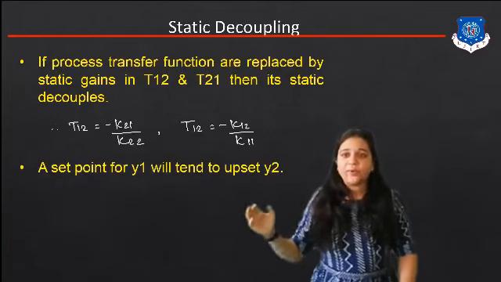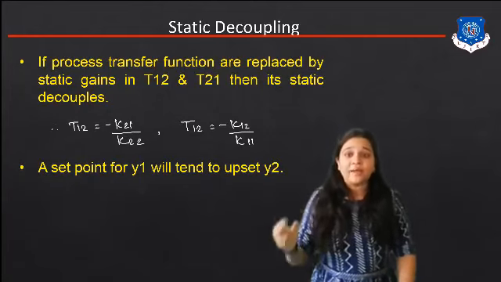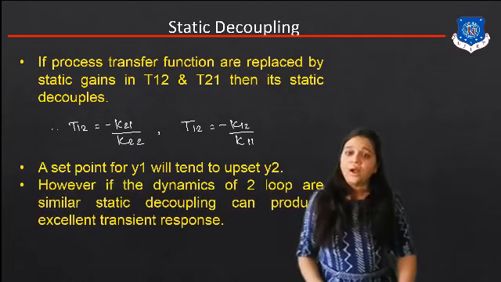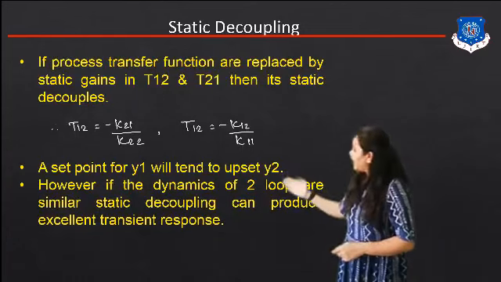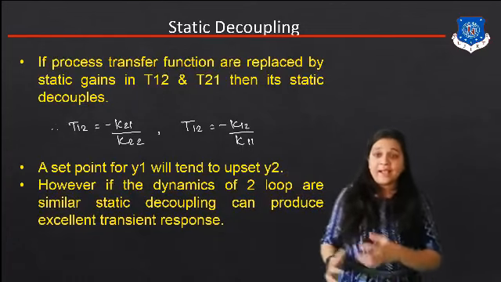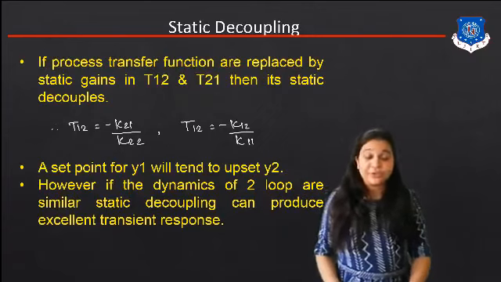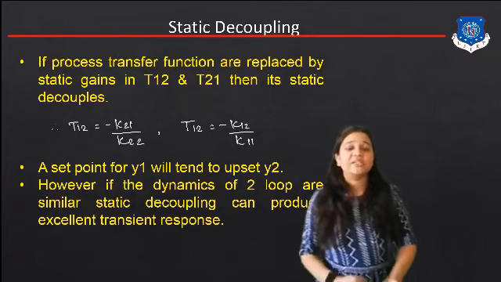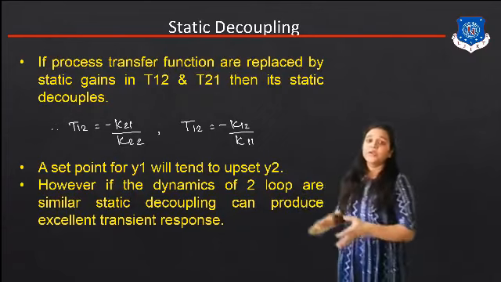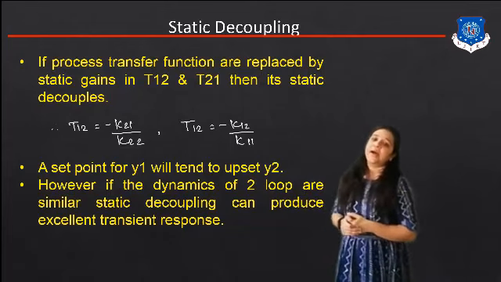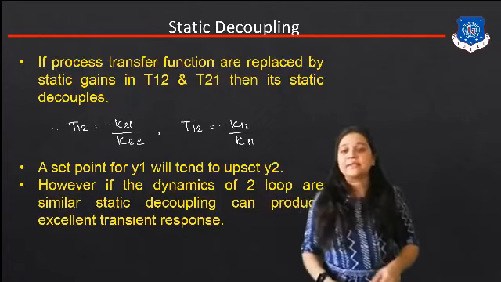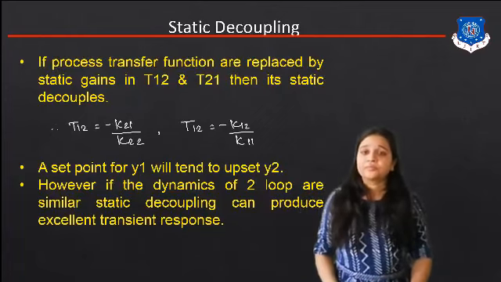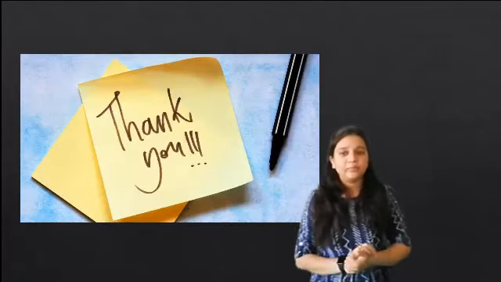So a set point change of Y1 will tend to upset Y2. However, if the dynamics of the two loops are similar, static decoupling can produce excellent transient response. So this is the advantage of static decoupling: if the dynamics of the two loops are similar, static decoupling can produce excellent transient response. So that is all about the decoupler that is used in the MIMO system.